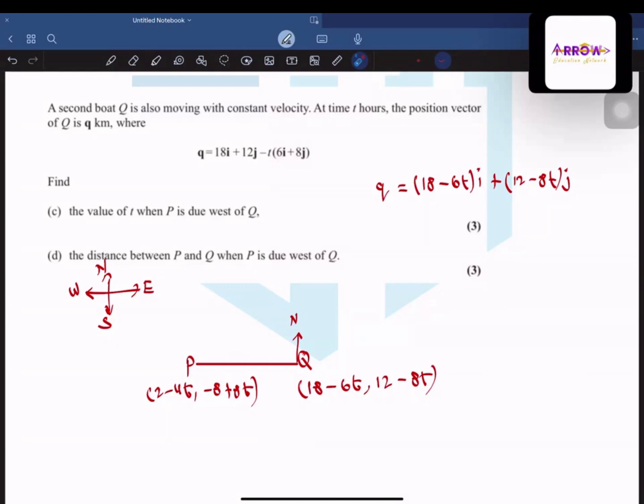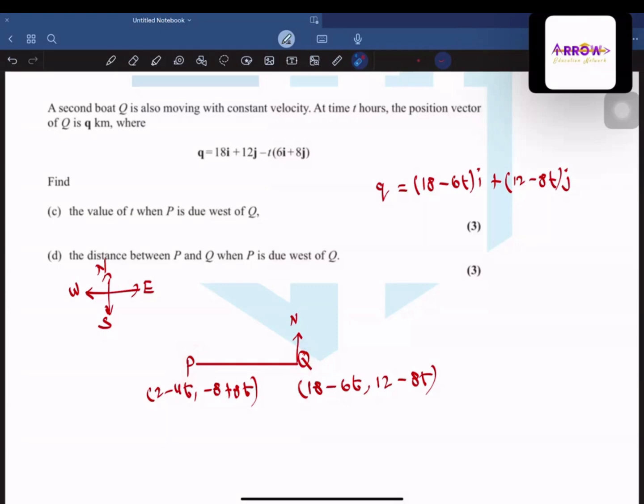The other way is that you can find the displacement vector, or you can say the direction vector of QP or the vector PQ according to vector subtraction law. Once you find that vector PQ or QP, you just equate the j component with 0. That is basically the whole concept. But since here the vector PQ or vector QP was not asked, I'm not doing it with that approach. I'm just considering the position vectors of both P and Q respectively.